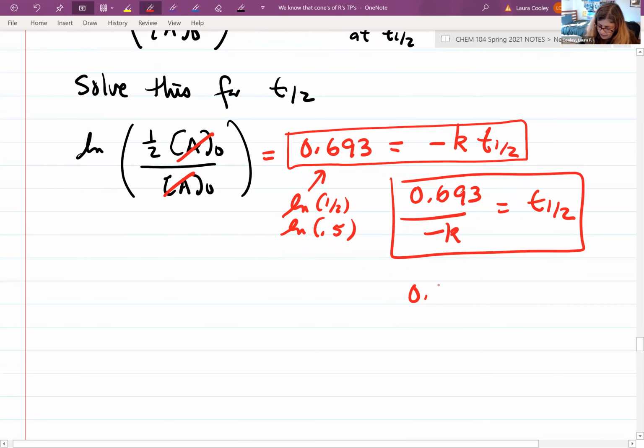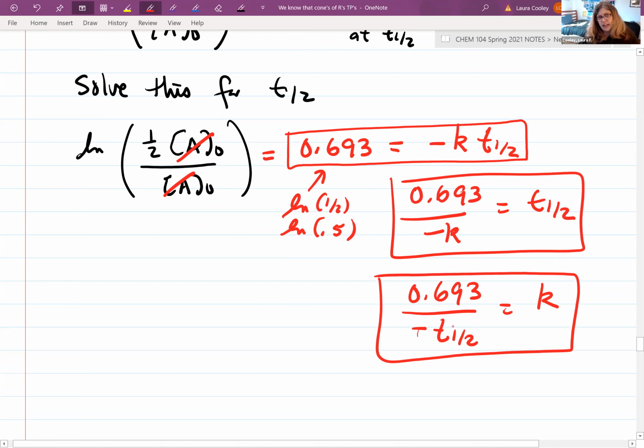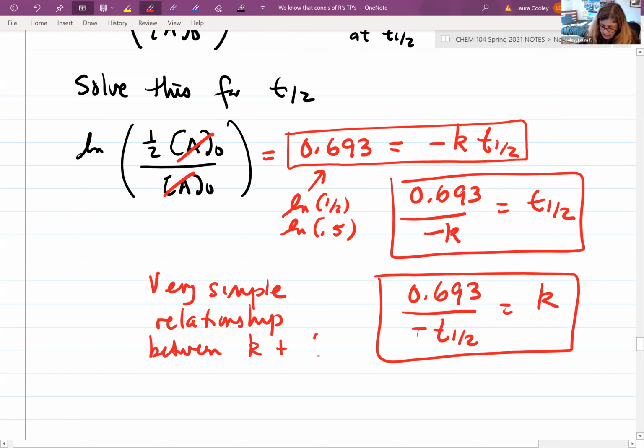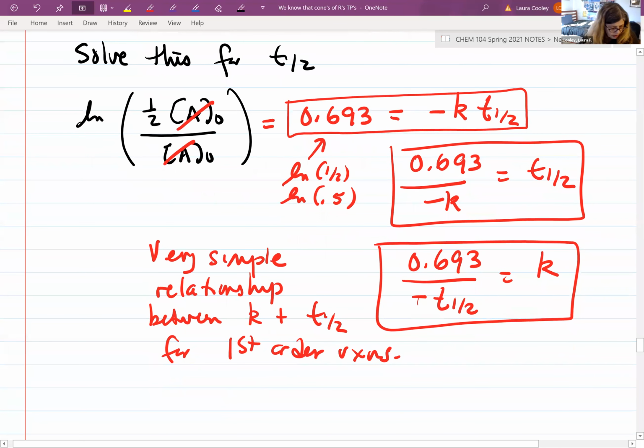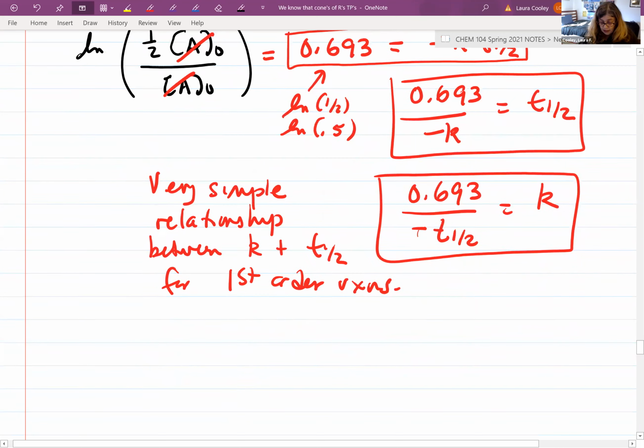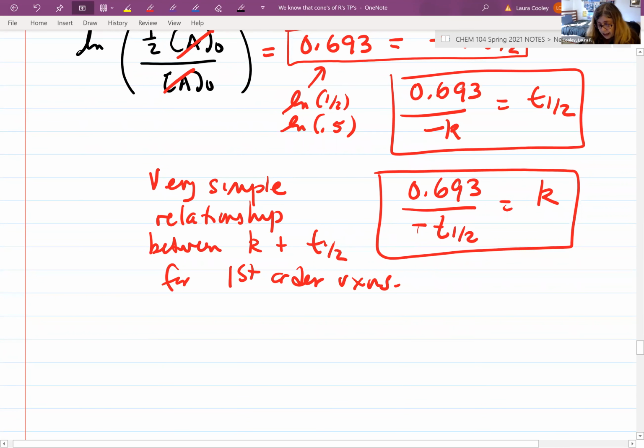Or I could do it this way. If I know the half-life, I can get the rate constant. So there's a very simple relationship between k and T1/2 for first order reactions. Okay, there's no need to memorize these equations. You can always look them up. If I give you a quiz or test, I probably would even put them on a piece of paper for you. Okay, so now we can solve some problems like this.